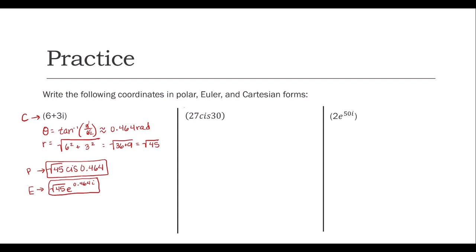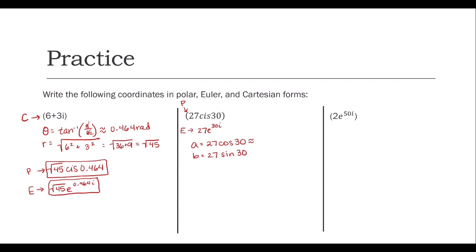For the second one, it's given to us in polar form. So Euler form would be 27e to the 30i. And then we need to figure out a, which is equal to our radius, 27, times the cosine of theta, which is 30, and b, which is 27 sine 30.